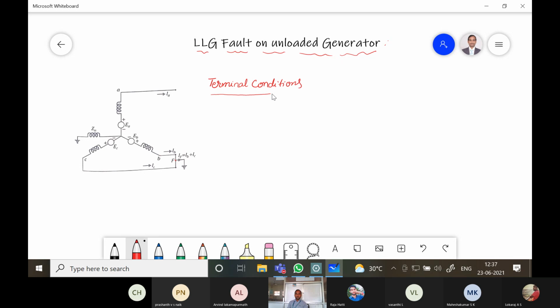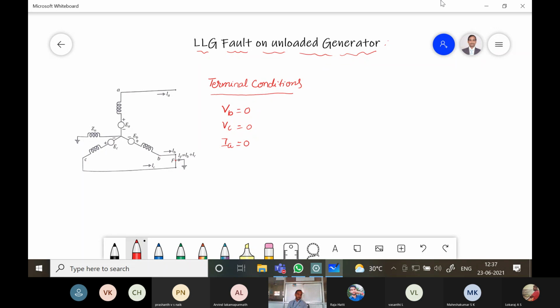So what are the terminal conditions here? VB is equal to 0 and VC is equal to 0, because it is a short circuit between B and C. The voltage becomes 0 and only current is there. If these two are shorted, only current is flowing in this path, and no current is flowing in the A line. Therefore IA is also equal to 0.